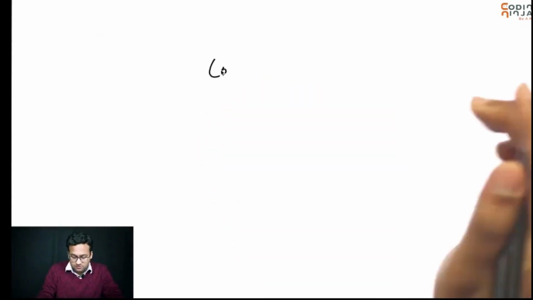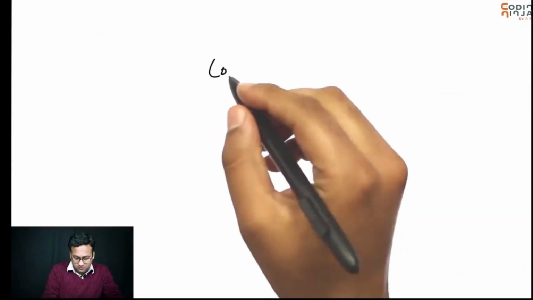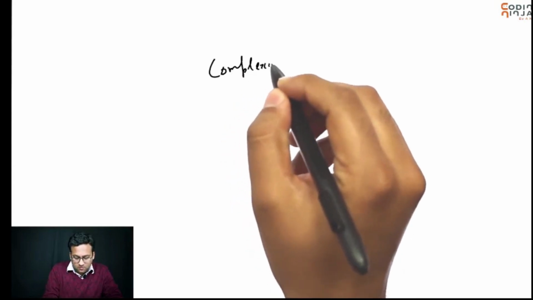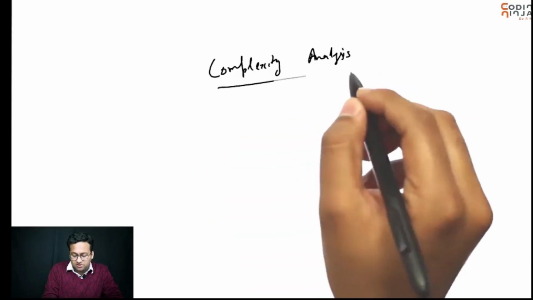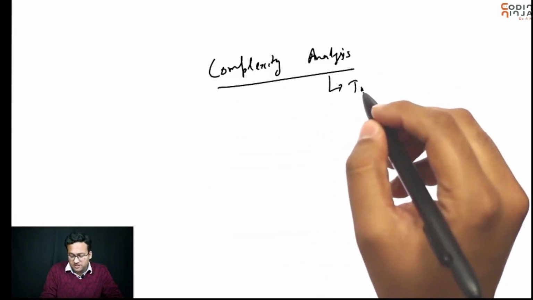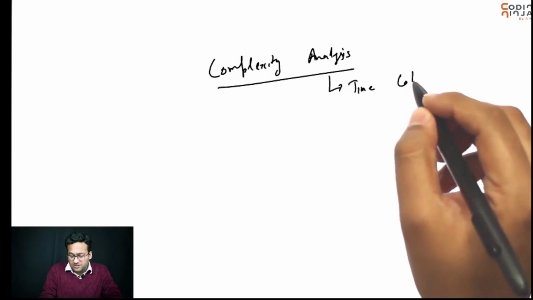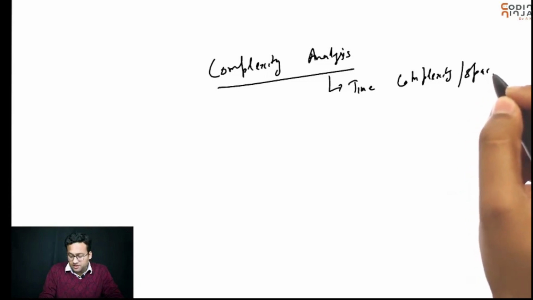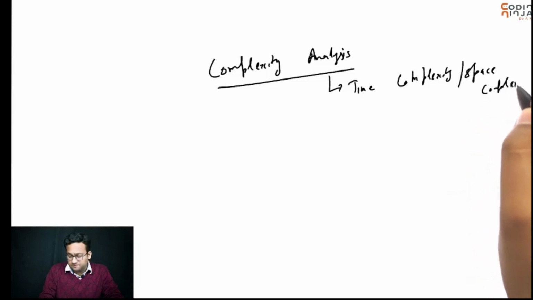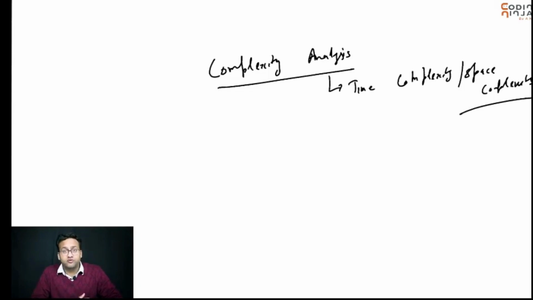Hi. So in this lecture we want to talk about time complexity and space complexity. In general, we can say we want to talk about complexity analysis. So what does it mean when we say complexity analysis, or specifically time complexity/space complexity? So what are these terms?